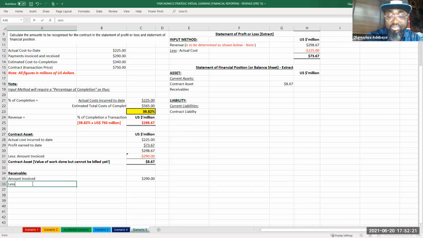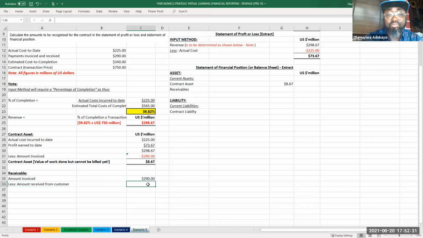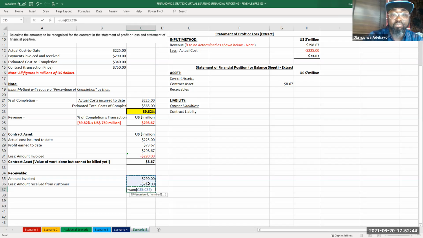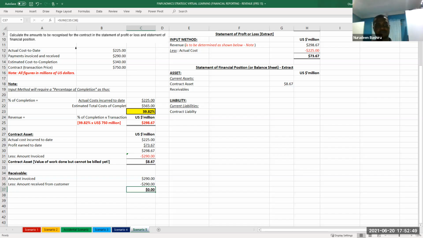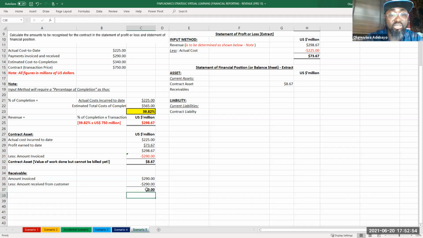How much have you received? Less amount what? Received from customer. How much have you received from customer? 290. It's still the same 290. What is your receivable? Your receivable is what? Nil. Zero.